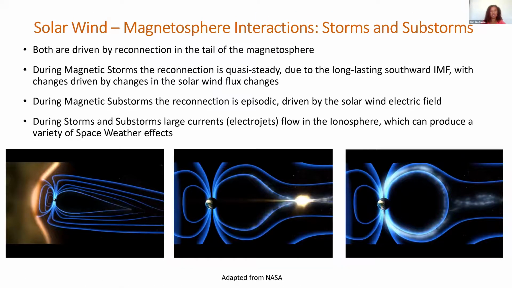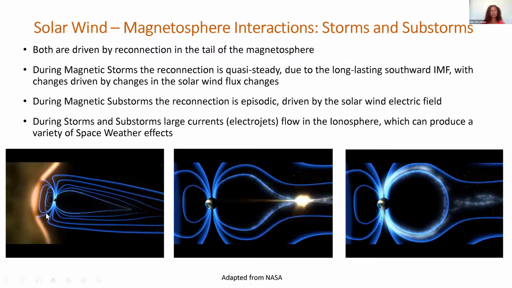So I just mentioned that in a magnetic storm, reconnection is a quasi-steady process because of the long-lasting southward interplanetary magnetic field, which means the solar wind magnetic field. They are both driven by reconnection in the tail of the magnetosphere. And during magnetic substorms, the reconnection is episodic, and it's driven by the solar wind electric field. During storms and substorms, both, there are large currents that are induced in the ionosphere, which are called electrojets, and they produce all sorts of space weather effects that we talked about before.